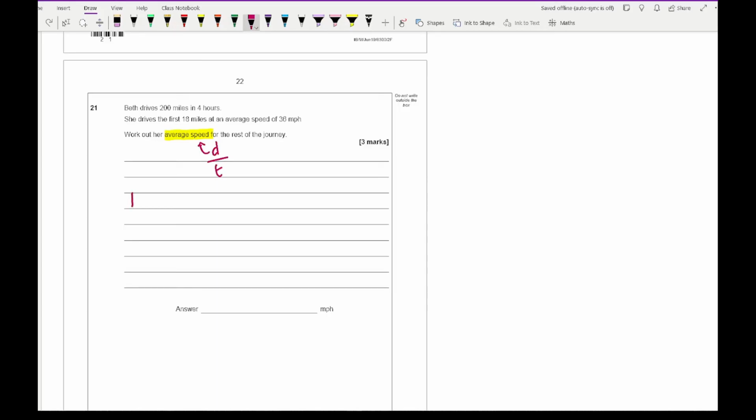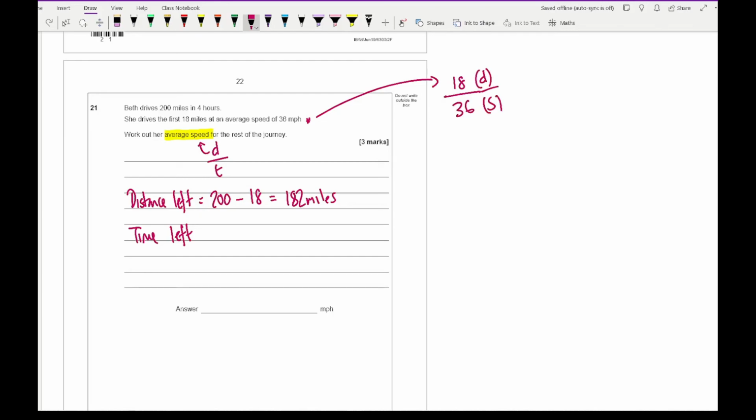So looking at the distance left, the distance left is going to be 200 minus 18, which is 182 miles. Now in terms of the time left, well, to work out how long this first section took, it's going to be 18 divided by the speed, which is 36. So it's distance divided by speed equals time. Now 18 divided by 36 is 0.5 hours. So in other words, it's half an hour.